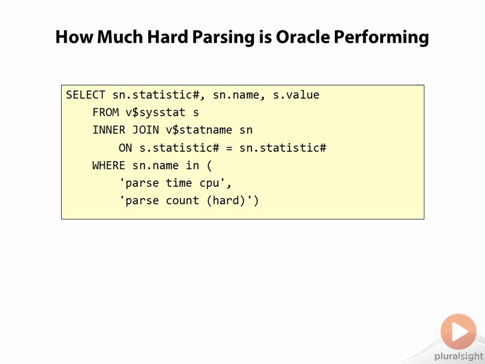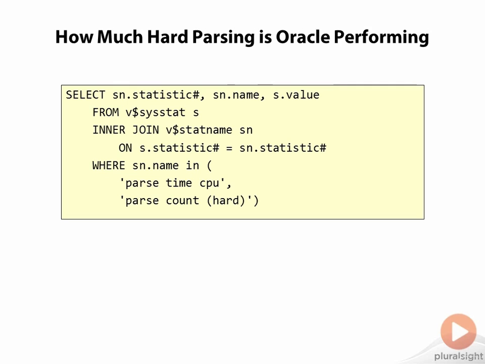The $sysstat view contains a large number of statistics about the overall system performance of Oracle, and we'll come back to that in a moment. For hard parsing, two statistics of particular interest are the total number of statements that have been hard parsed and the amount of CPU time devoted to hard parsing. Both of these values are cumulative values since the Oracle instance was last started. Also, know that the CPU value returned is in microseconds of CPU time.